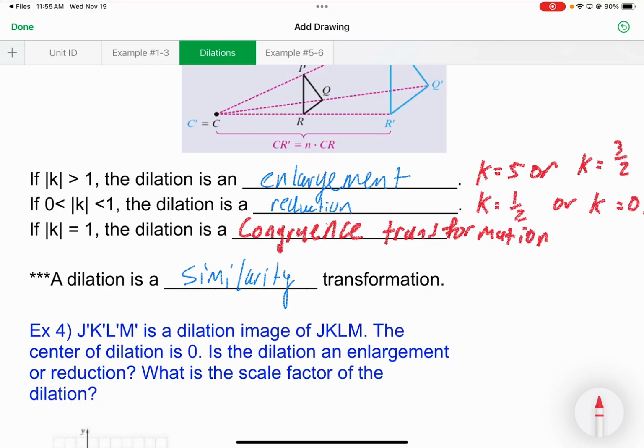If you dilate something by 1, it doesn't really change anything. You see how it says absolute value of 1? The only interesting thing that would happen is if you dilated it by -1, and then what that would do is essentially multiply everything by a negative value, rotate it 180 degrees.